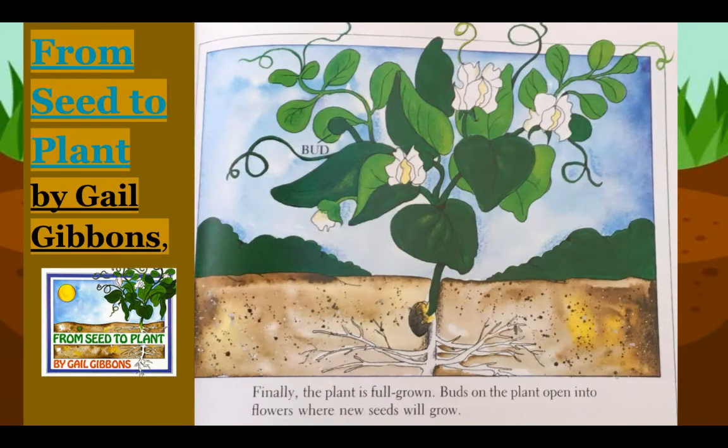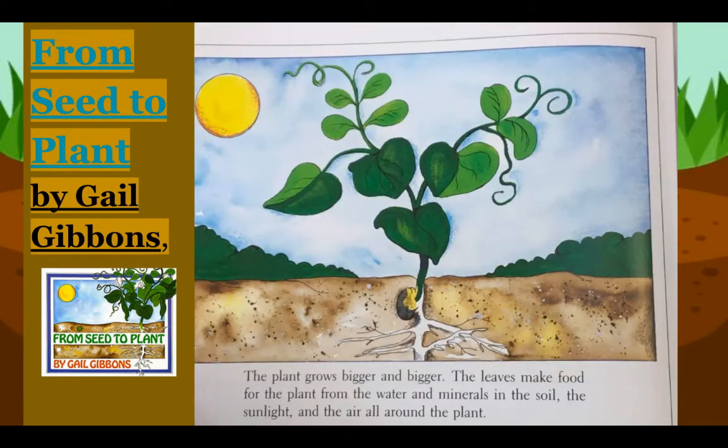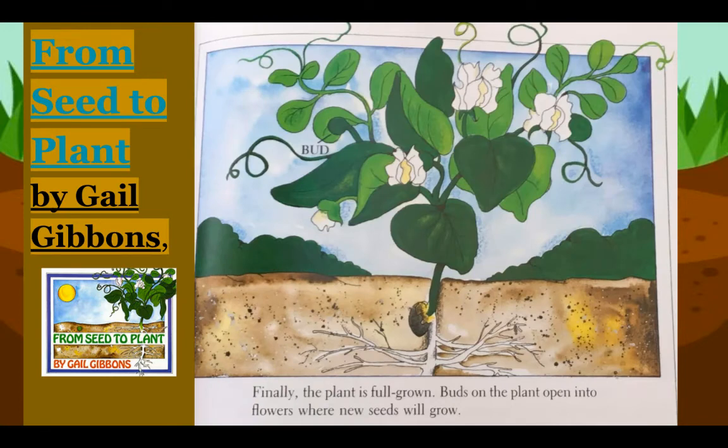Finally, the plant is full grown. Buds on the plant open into flowers where the seeds will grow. Right? And here's a better look at those. Here's the bud, here's the flowers, and then in there is where all the pollination happens. It looks like a pea plant, so these will turn into pea pods with the seeds inside. Is my guess. Or beans. Actually, it's bean. We know that it's bean.